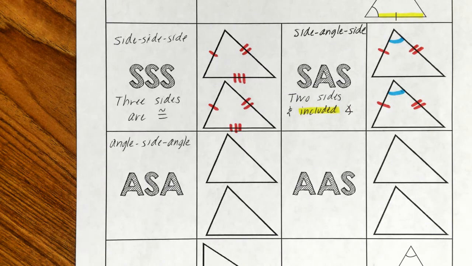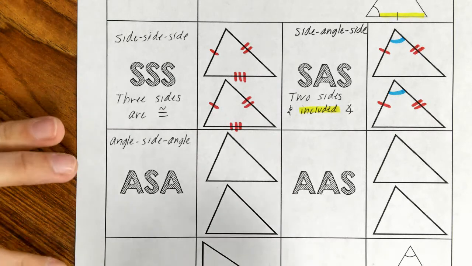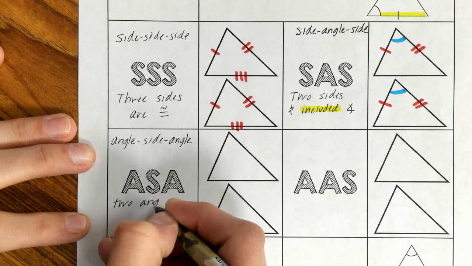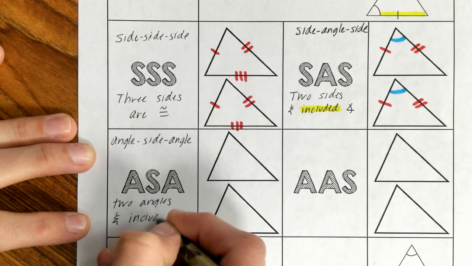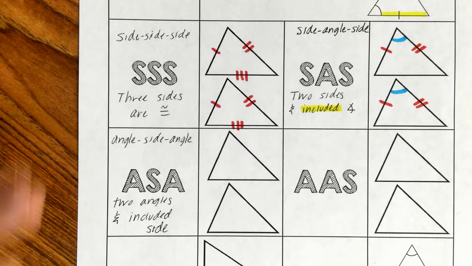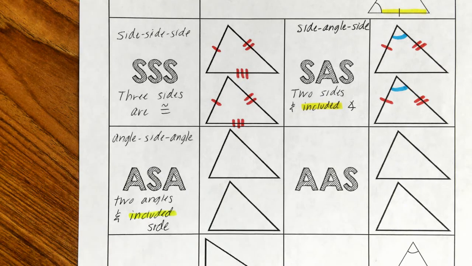But in this case, at the bottom, we're going to go ahead and write in, we have two angles and the included side. So with the other one, we had two sides and the included angle. This time it's the other way around.